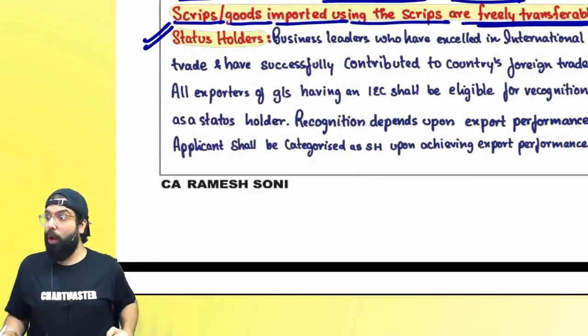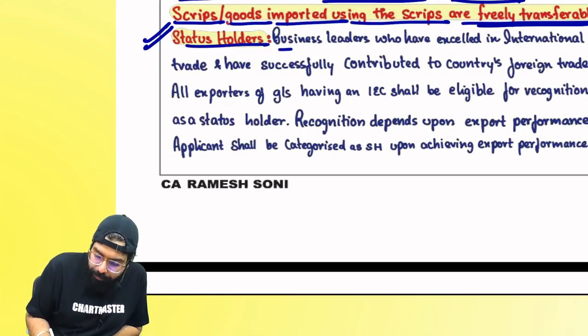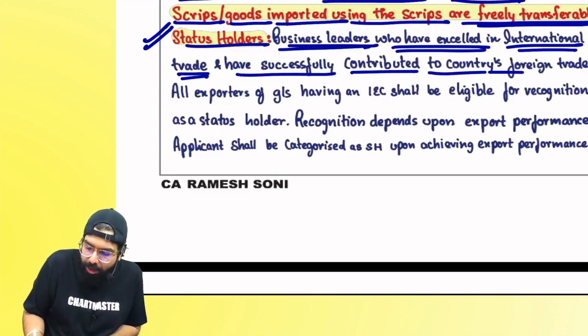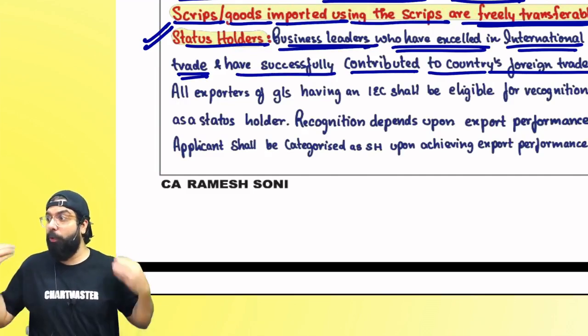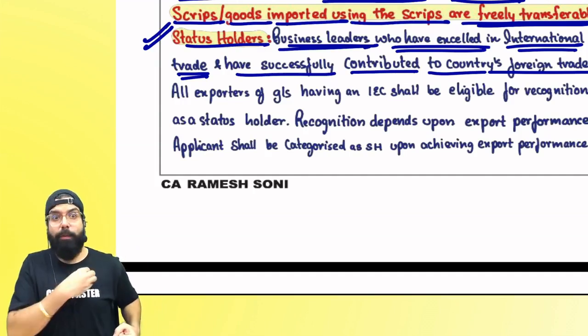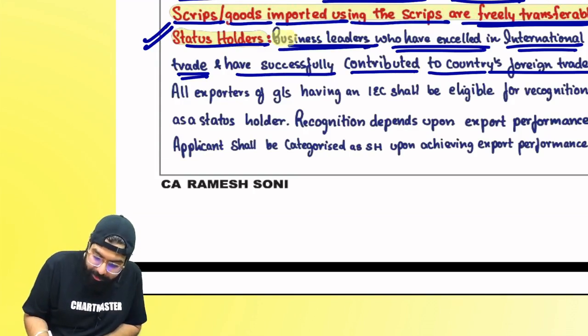Now, in order to encourage people to export from India, they give status. Status holders are very, very big people who are exporting in huge quantity. They are telling status holder: business leaders who have excelled in their international trade and have successfully contributed to the country's foreign trade. Who are the status holders? They'll put stars. Stars will be put on you that you are a status holder. These are business leaders.